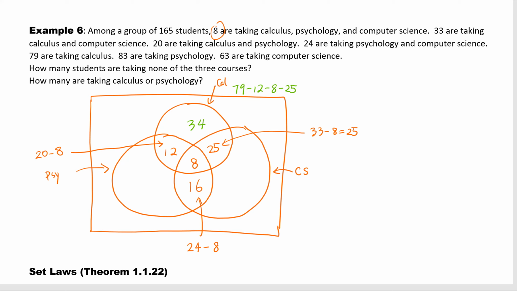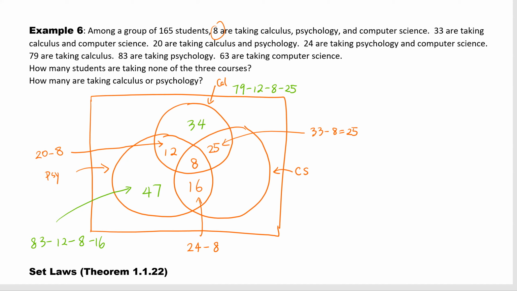So far, so good, everybody. All right, next. We have 83 are taking psychology. Psychology is right here, and everything in this circle is psychology. So we want to figure out this region. Well, this region is then 83 minus the other 3 regions, 12, 8, and 16. Well, 12 and 8 is 20. 20 plus 16, 36. 83 minus 36 is, let's see, is it 47? Okay, that's 47.